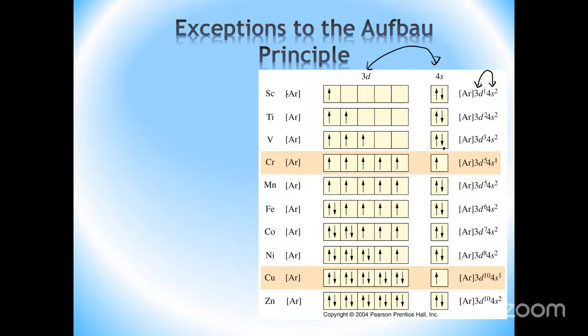And then to get from scandium to titanium, you add 1 electron to any one of these orbitals, and you're going to end up with this here. To get from titanium to vanadium, you add one electron to any one of these 3, and you end up with this electronic configuration.